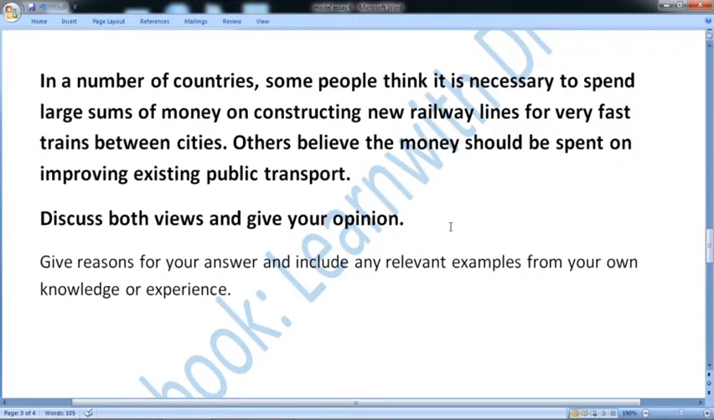This is the question for today. In a number of countries, some people think it is necessary to spend large sums of money on constructing new railway lines for very fast trains between cities. Others believe the money should be spent on improving existing public transport. Discuss both views and give your opinion.